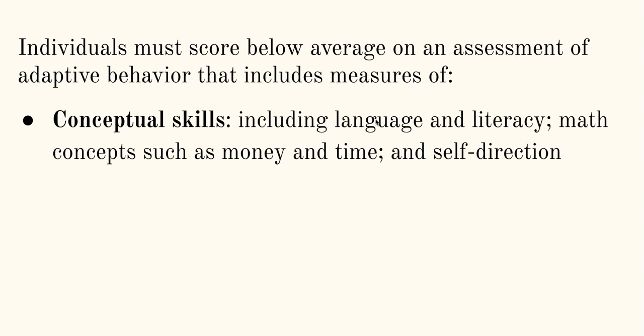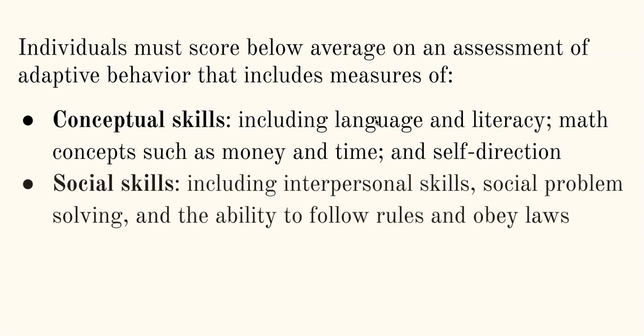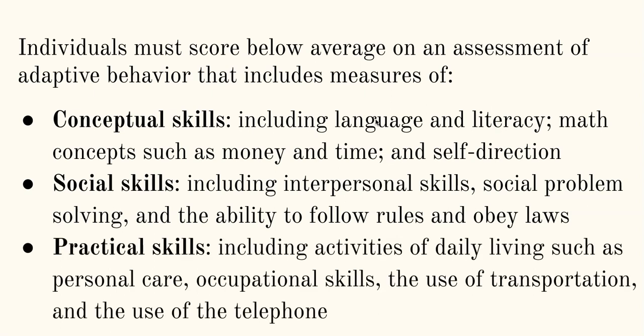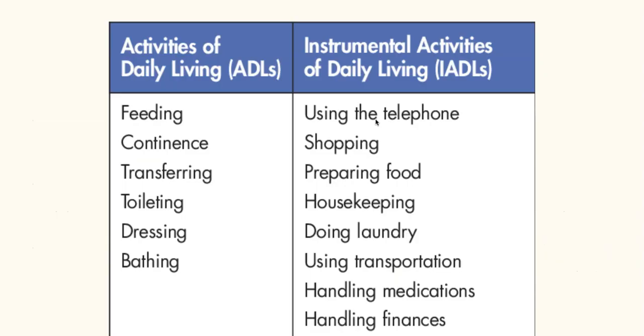Conceptual skills are going to be skills including language and literacy, math concepts such as money and time, self-direction. Social skills are going to include interpersonal skills, social problem solving, and the ability to follow rules and obey laws. And practical skills are going to include activities of daily living, such as personal care, occupational skills, being able to use transportation, and the use of the phone.